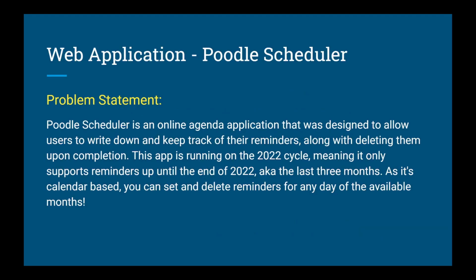My first app is the web application, which was called Poodle Scheduler. The Poodle Scheduler is basically a calendar or agenda-based app where you have your months and then the days, and you can put certain reminders in each day, and then you can scribble them out, or in this case, you can delete them from the calendar.